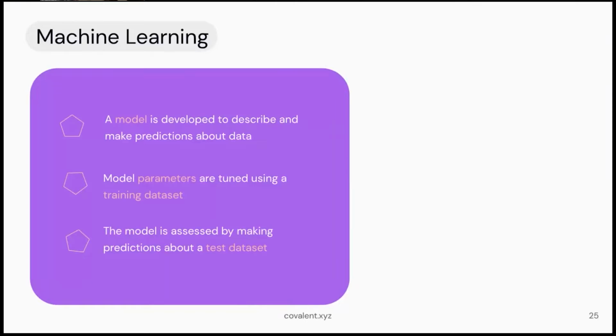So if you have a bunch of data, you might split that into a training data set that is going to be used to train your model parameters so that they match the training data set. And then you'll use your test data set to see how well your model was able to make predictions about how the data would behave.